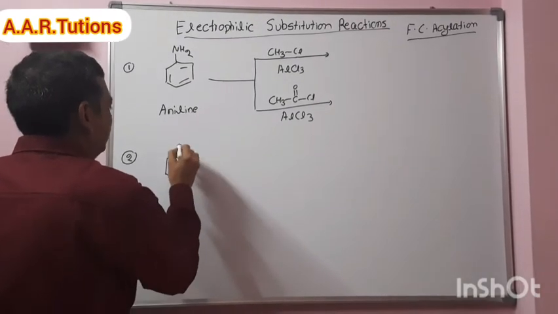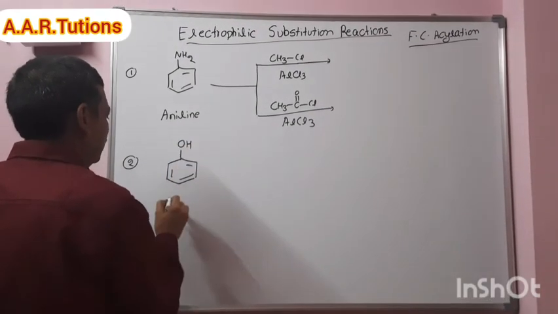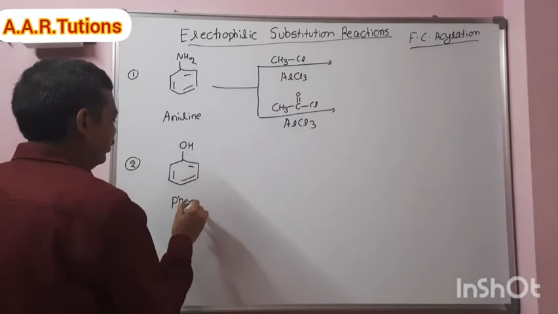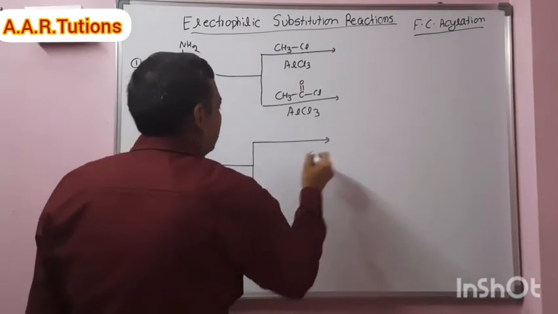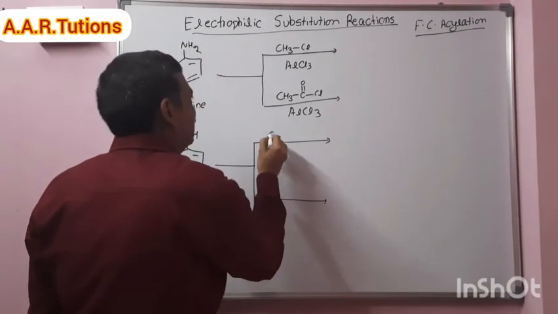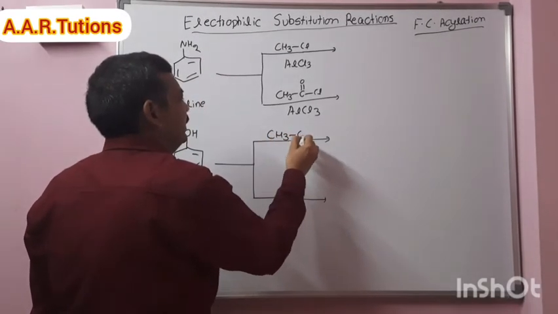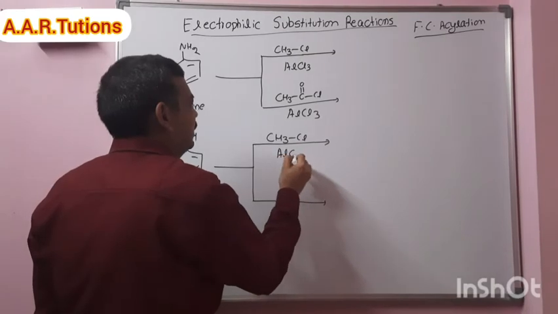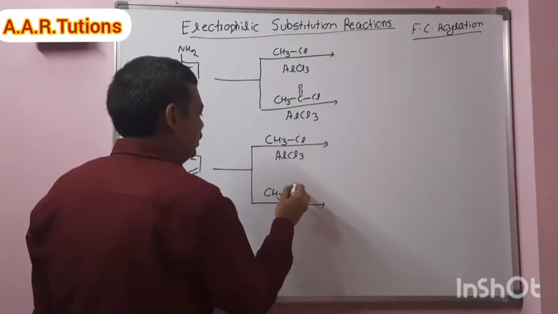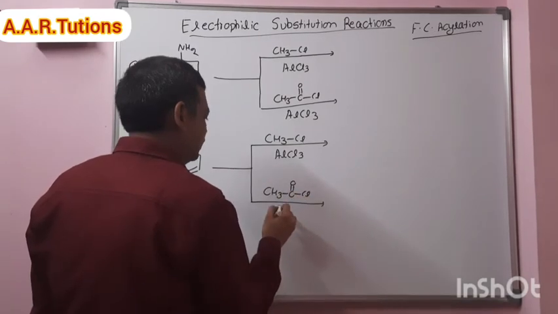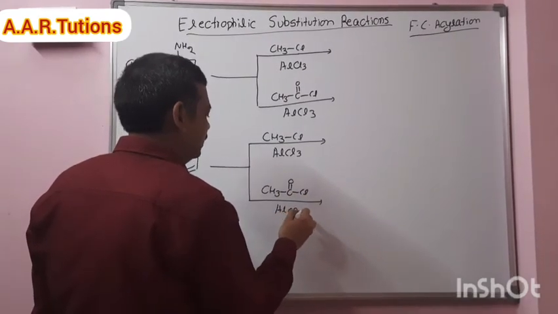Write the product formed when phenol, hydroxybenzene, undergoes Friedel-Crafts alkylation and Friedel-Crafts acylation. CH3Cl in anhydrous AlCl3, and CH3COCl in presence of anhydrous AlCl3.